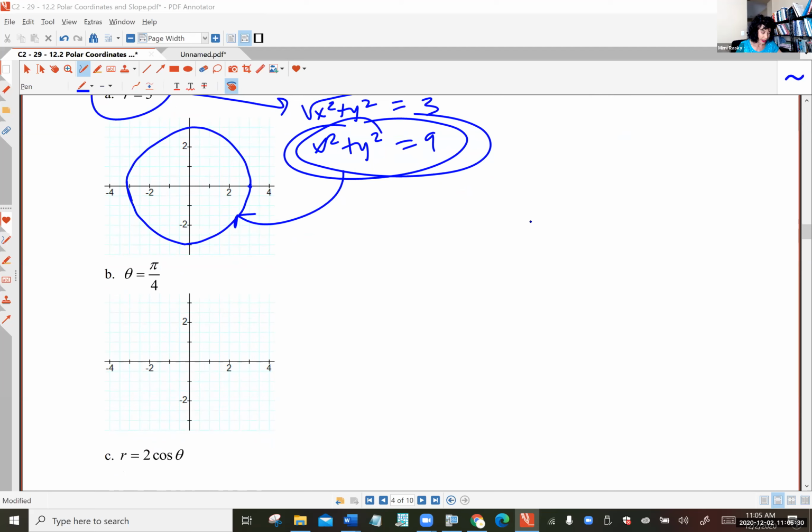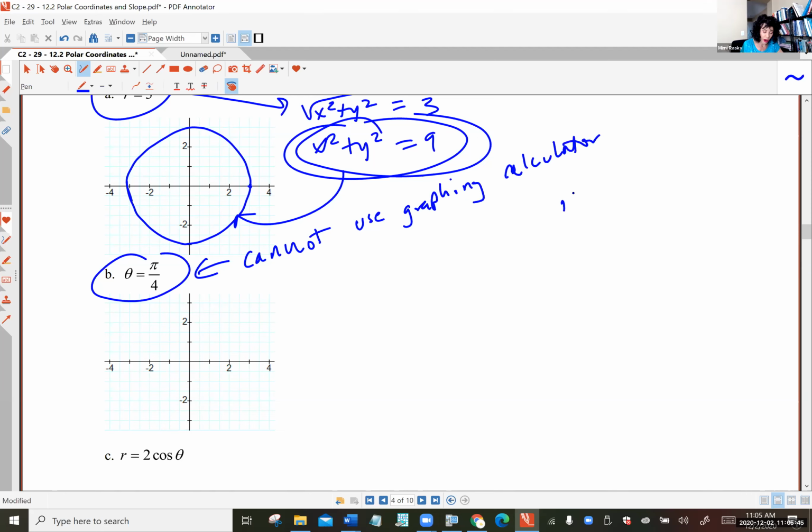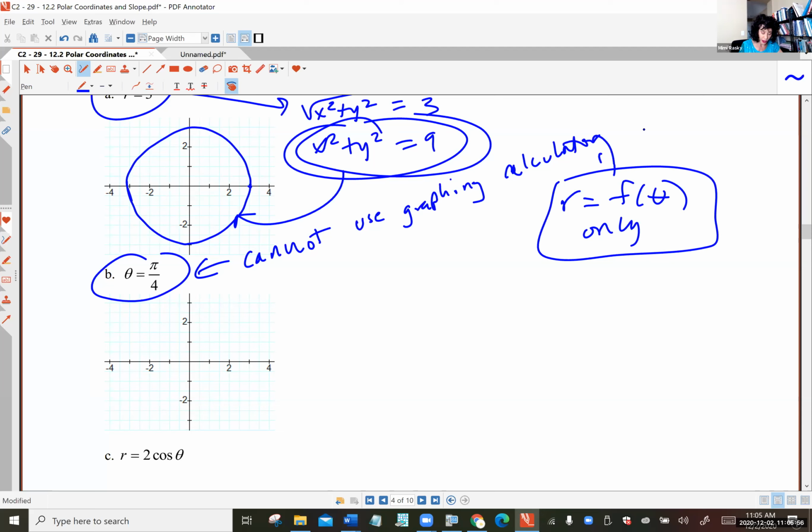Okay, now let's try to graph something that you can't use your graphing calculator for. Why? Wait a minute, you just told us that we can use our graphing calculator for graphing in polar. I lied. It has to be where r is a function of theta. And here we have theta is a function of something. So your calculator only works for r equals functions of theta. Anything else, it can't do.